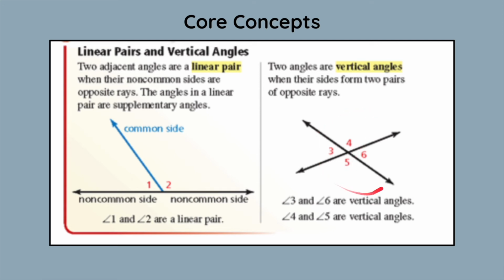And the significance of this is that later on we would be using these vertical angles to tell what the angle measure is. So for example, if angle 4 was 55 degrees, angle 5 would also be 55 degrees. And if angle 3 was 77 degrees, angle 6 would be 77 degrees. So it's basically there's congruence on the opposite sides of these vertical angles.